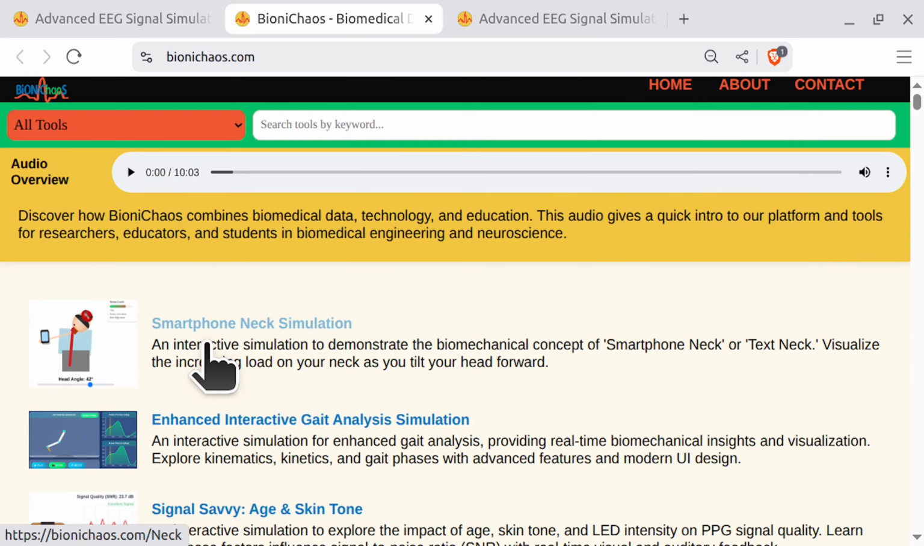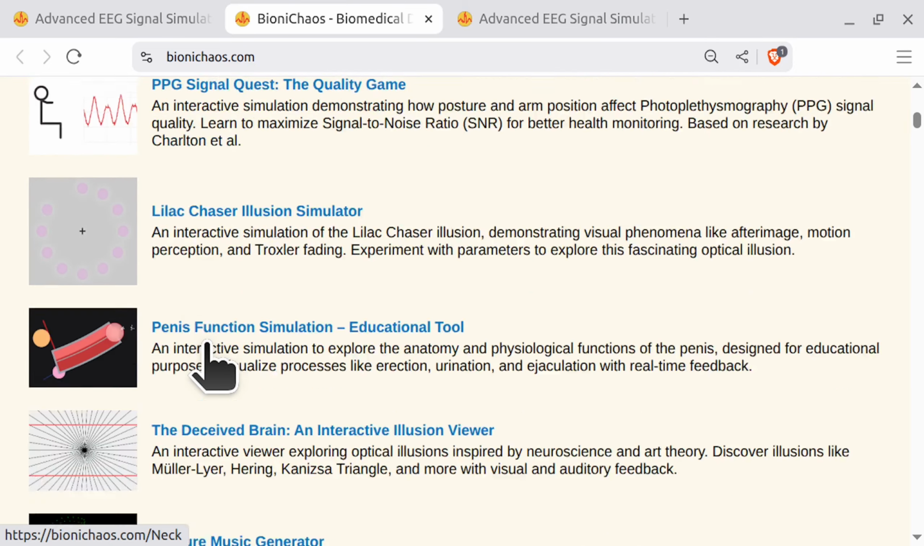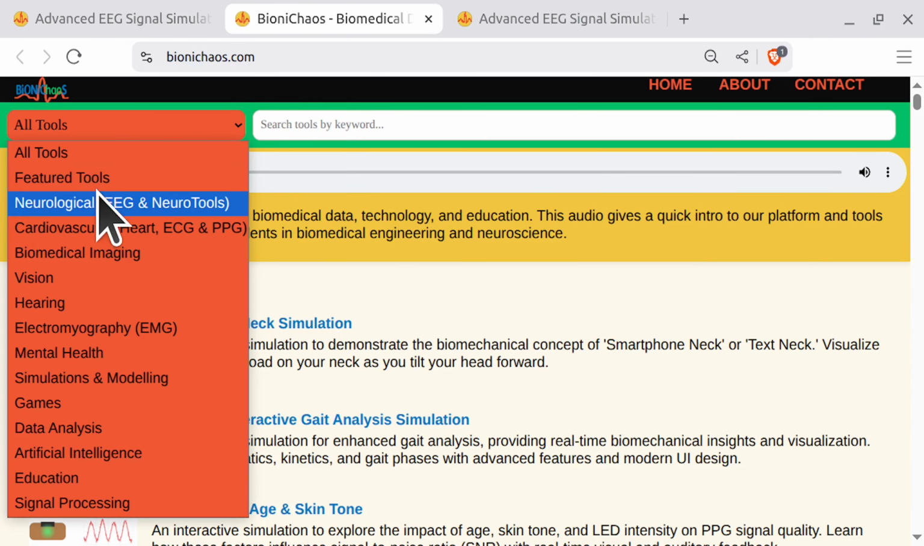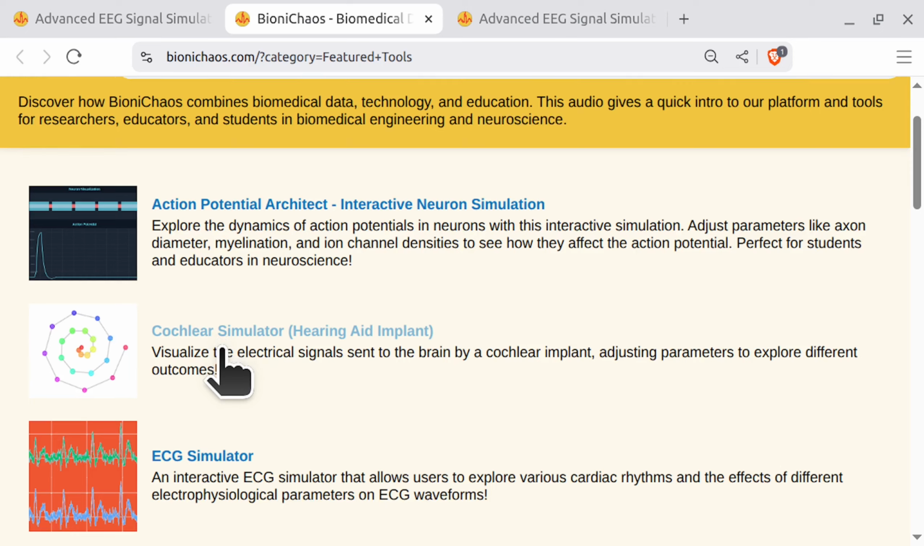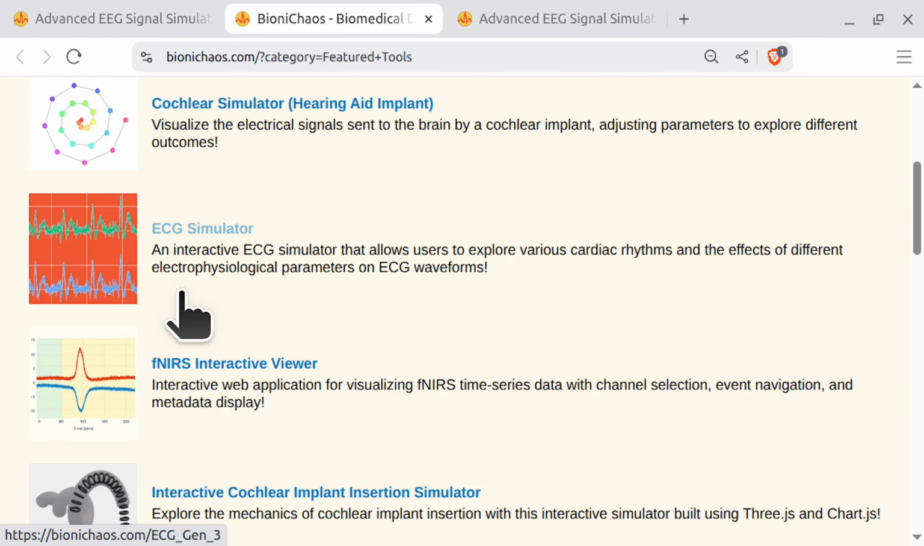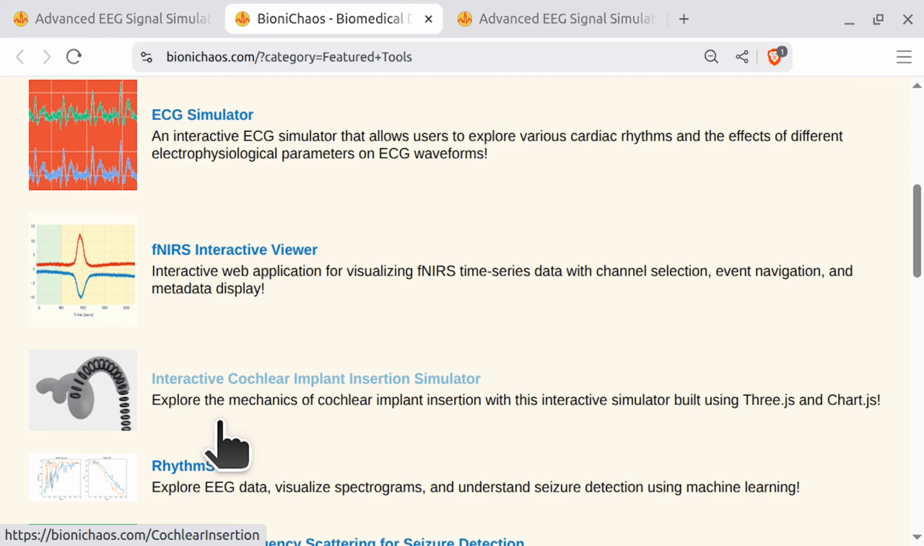Eventually it goes on to BioniChaos.com. Go check it out. Provide your feedback. There's a list of featured tools: cochlear simulation, ECG simulation, cochlear insertion, cochlear implant, electrode array insertion, rhythm scan.